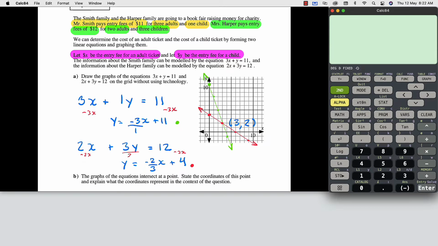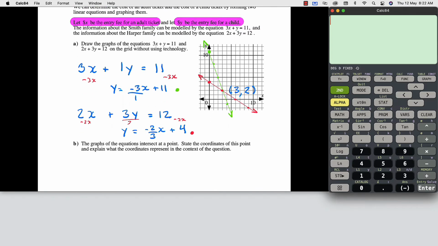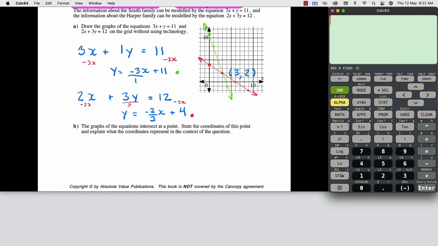So that tells us that the x is 3. What does x represent? It represents the adult tickets. So the adult ticket costs $3. And the y represents the child cost for the ticket. So the child ticket cost was $2. And that would be exactly what they're asking for in part B here.